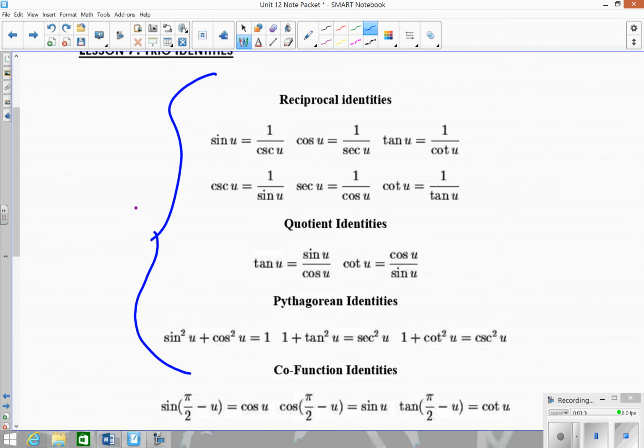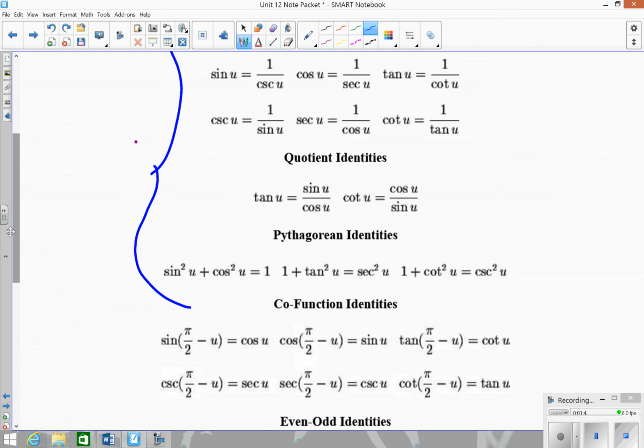Quotient identities: if we have tangent, it's the same thing as sine over cosine. When we're looking at cotangent, if you look up top here, cotangent's the same thing as 1 over tangent. So essentially what that means is 1 divided by sine over cosine. So if you have 1 over sine divided by cosine, keep change flip to actually go through with the division, and that ends up giving you cosine over sine.